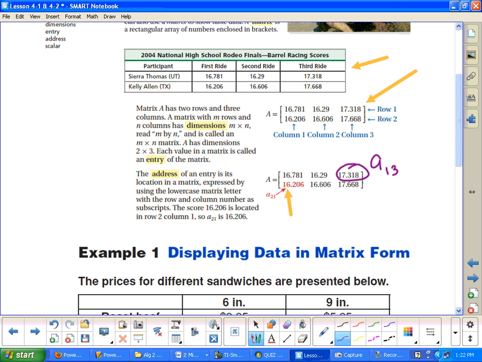Today we're going to look at displaying the data in matrix form, and then at adding and subtracting some matrices. If it's a matrix, you don't use commas, which some people tend to want to use. Don't use commas. And it's enclosed in brackets, not braces or parentheses, but brackets.